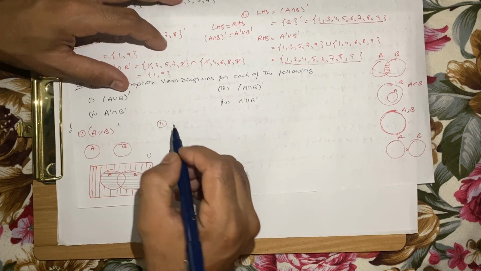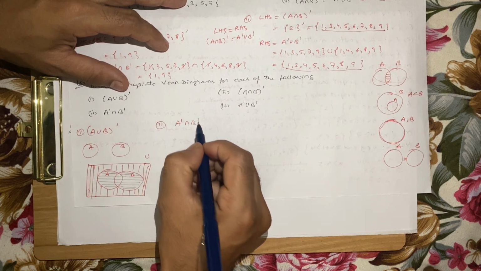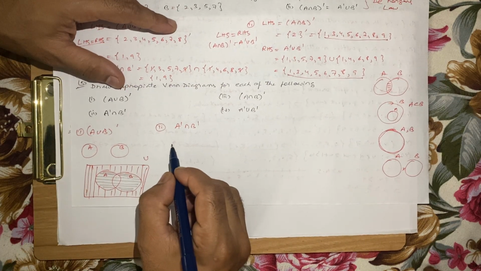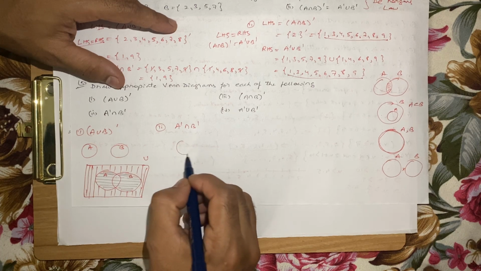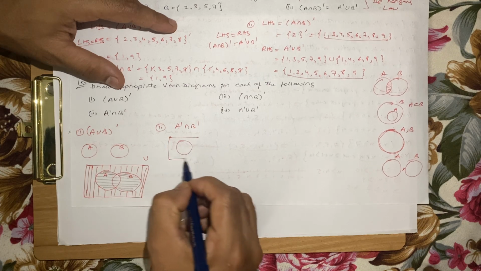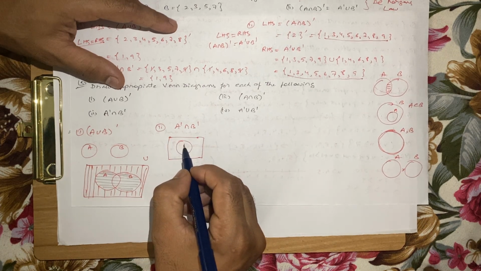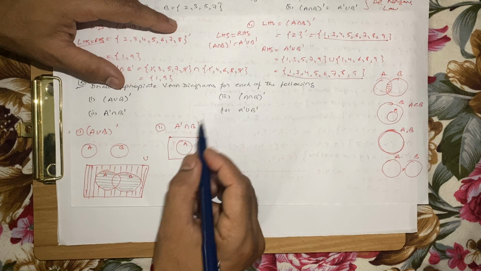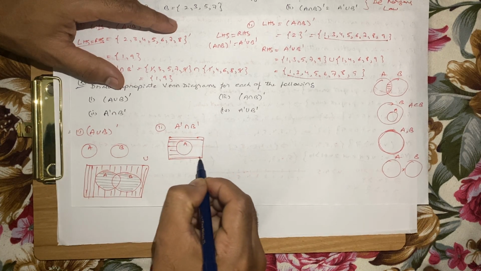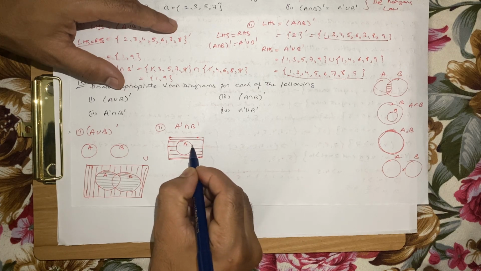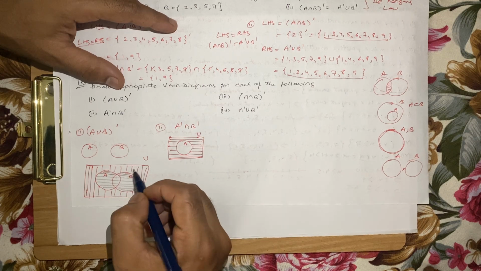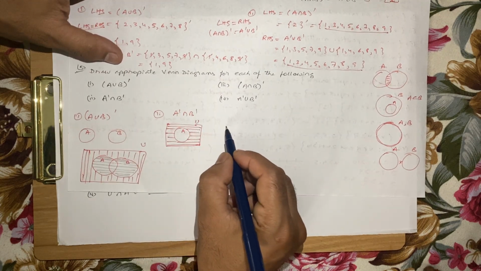The second one, A dash intersection B dash. Now look at this carefully. A dash will be what? First draw A, and since I need to find A complement, I'll draw the universal set around it. If this is A, then what is A dash? Outside of A, the outside part. Okay, this is A dash, all the part that I have shaded.